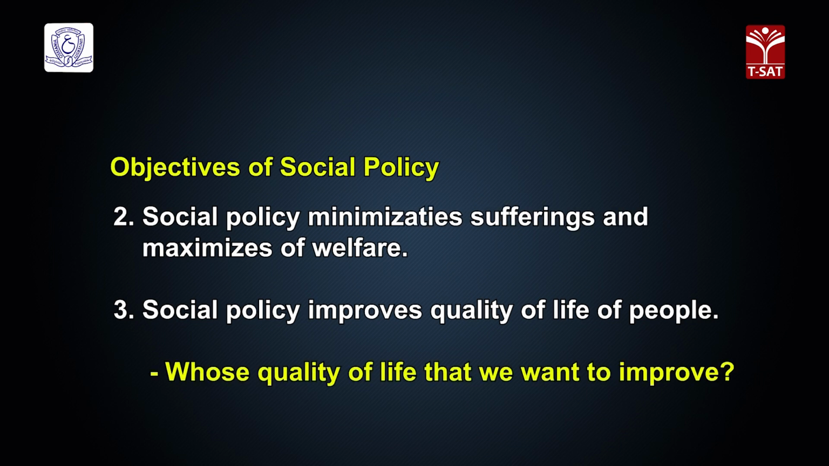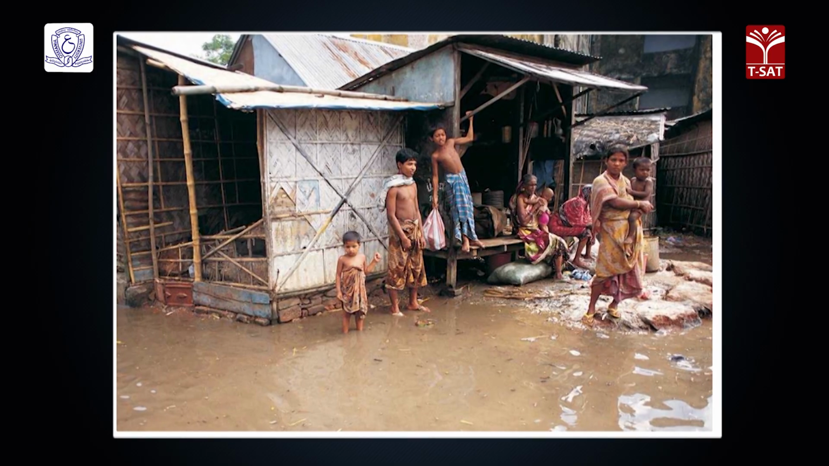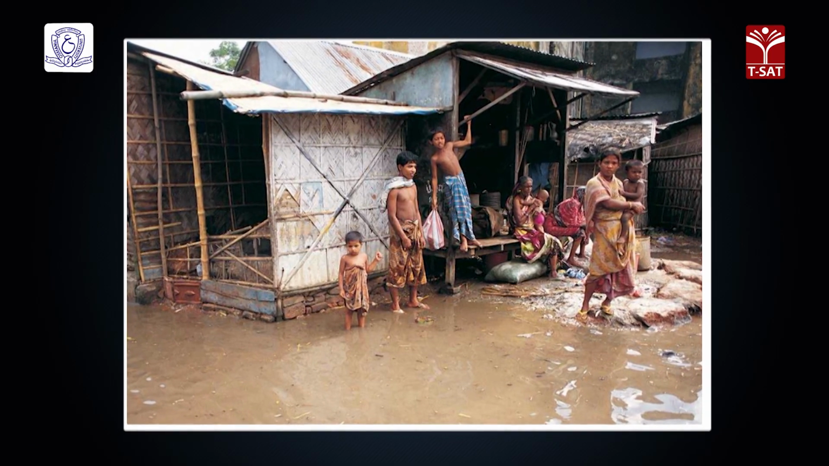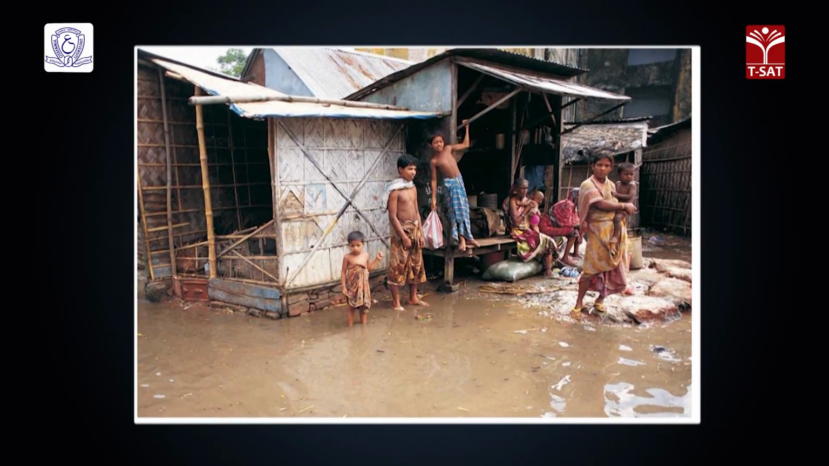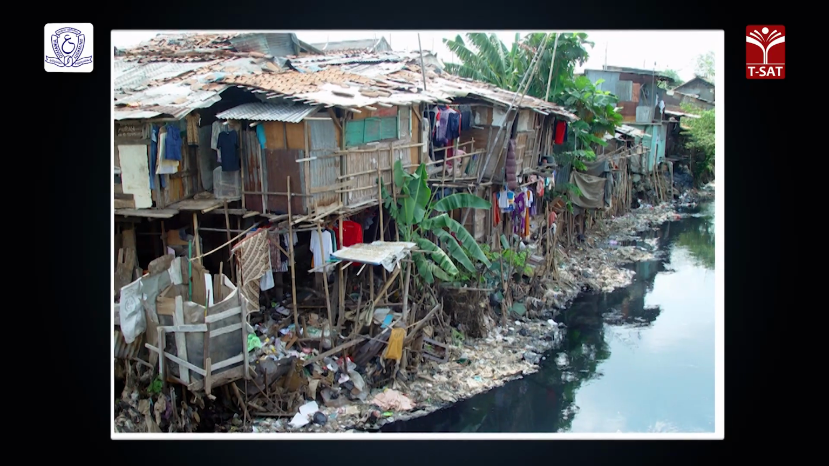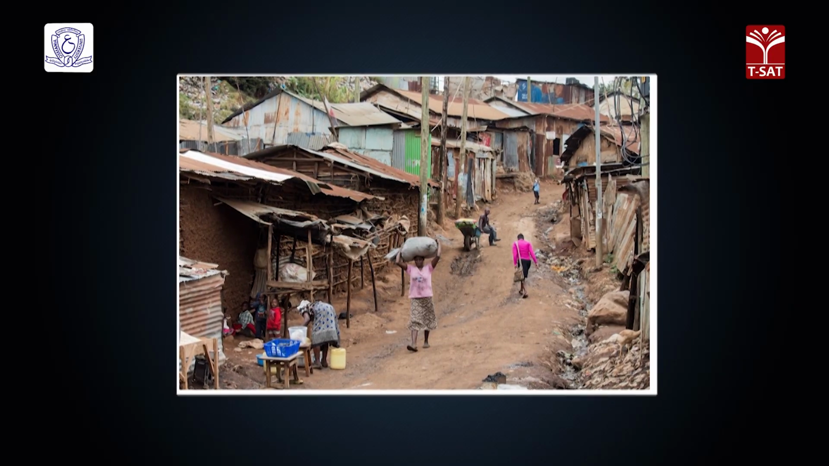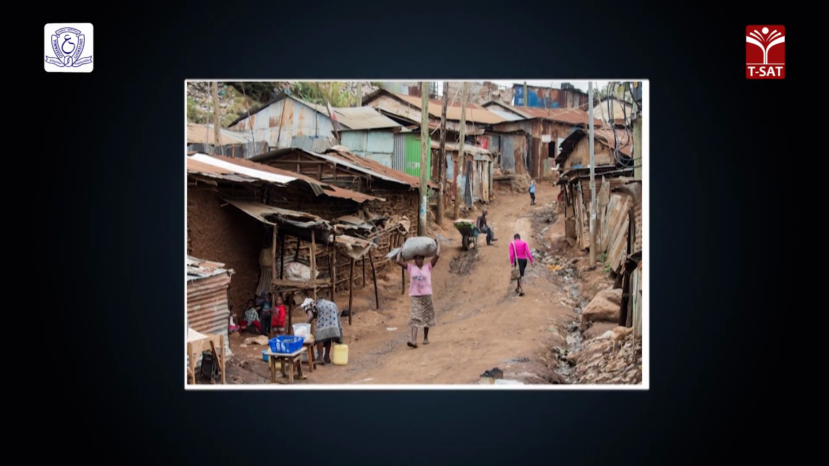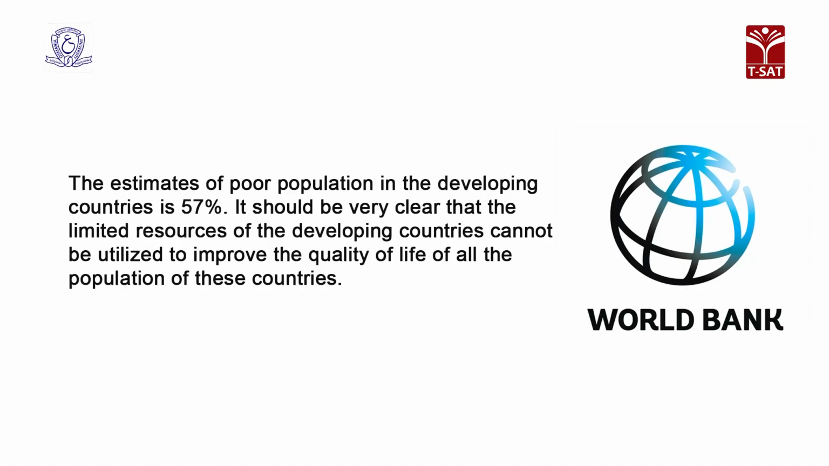It is necessary to ask whose quality of life we want to improve. This is a pertinent question in developing countries like India, where the majority of the population live in conditions of serious deprivation without being able to get even the basic necessities for survival. They are said to be living in absolute poverty or below the poverty line. According to the World Bank, the estimate of the poor population in the developing countries is 57%.